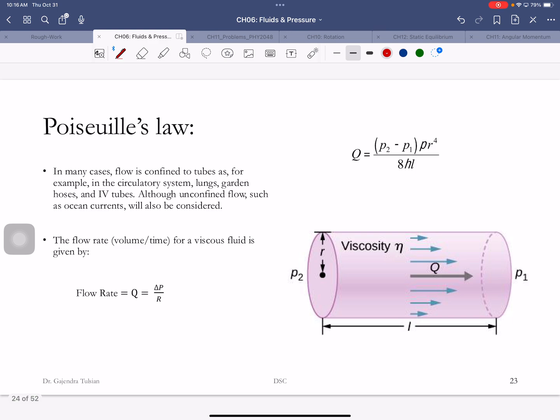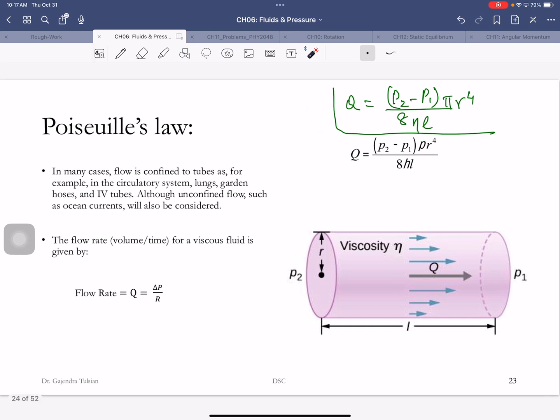Again, flow rate is the pressure difference divided by the resistance to flow. And that formula has been put here. The whole thing is put here. By the way, this didn't come through properly. Q is P2 minus P1 divided by 8 eta L, and that's pi r to the power 4. I've got to fix that.